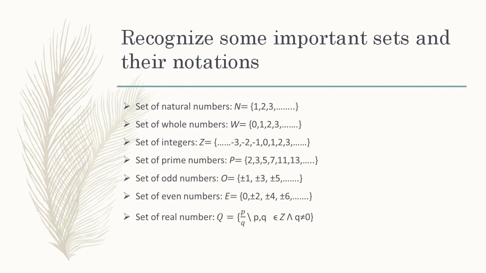Set of real numbers. Q is equal to p by q such that p and q belong to integers. Z represents the integers. Here the reverse V shows 'or', and q is not equal to 0. Here we can see that we write all the members of the set in curly brackets.